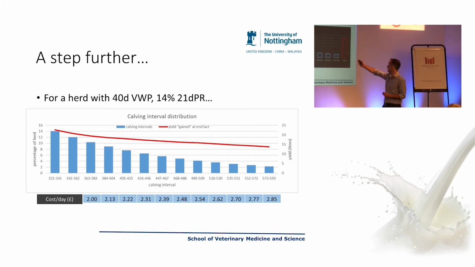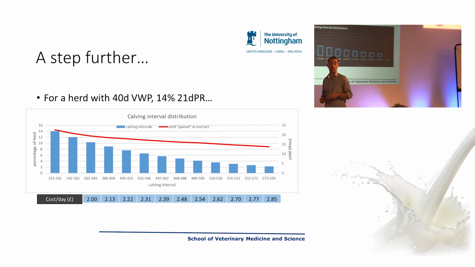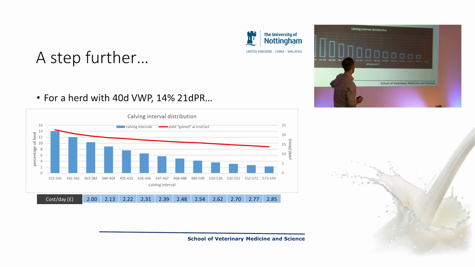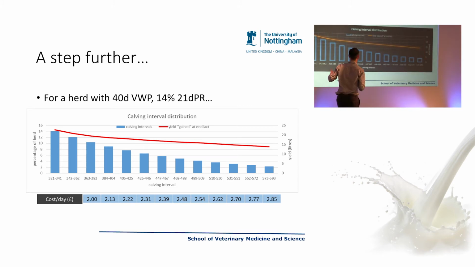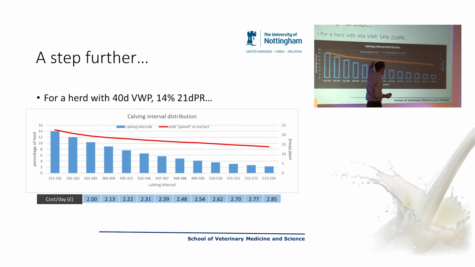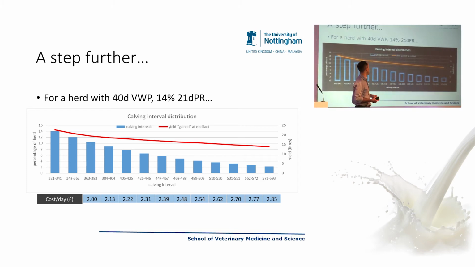So this would be a pretty typical distribution for a UK herd, 40-day voluntary wait period, and a 14% 21-day preg rate. So 14% of the eligible cows getting pregnant every 21 days is roughly UK average. This is what the distribution of calving intervals would look like for those. And if we superimpose on that the tail end of a typical lactation, this line here represents the yield per day that we're gaining as we add on litres, as we add on days at the tail end of lactation there. So you can see it does tail off, but not massively.